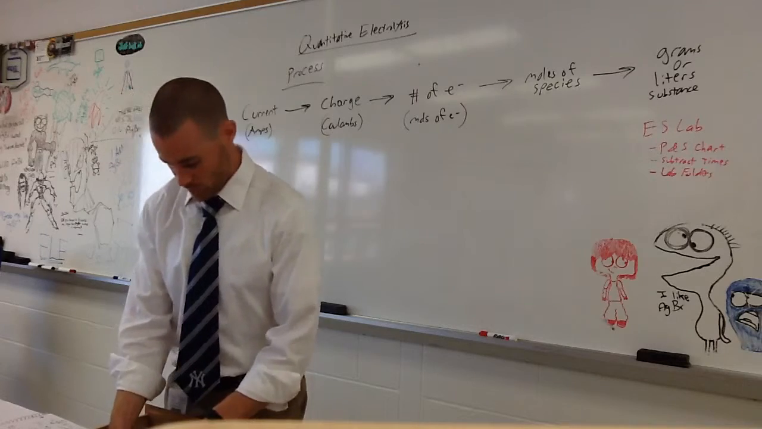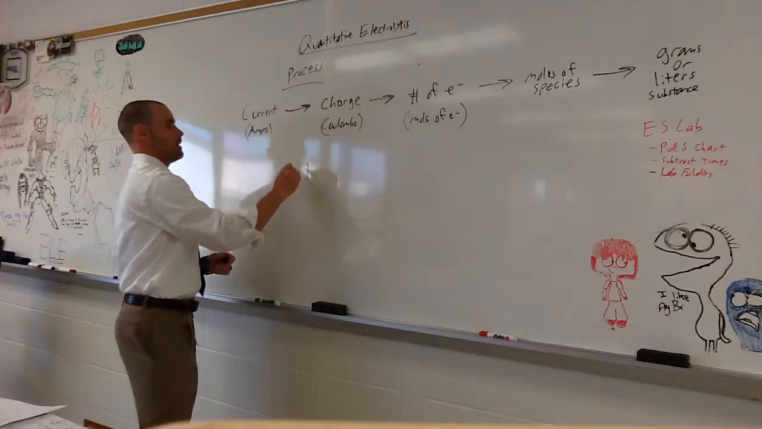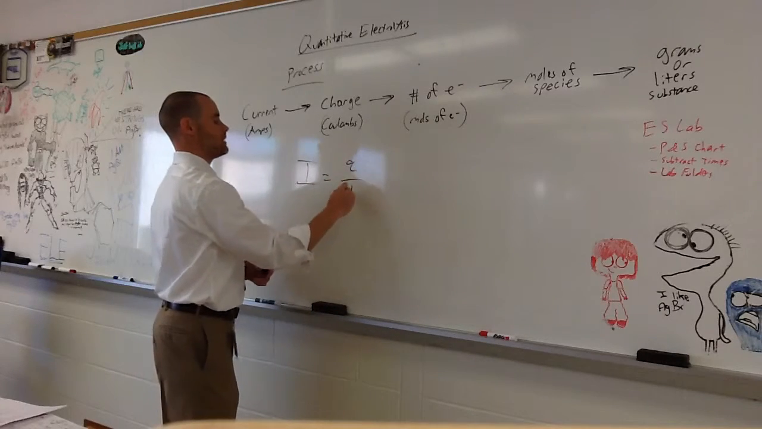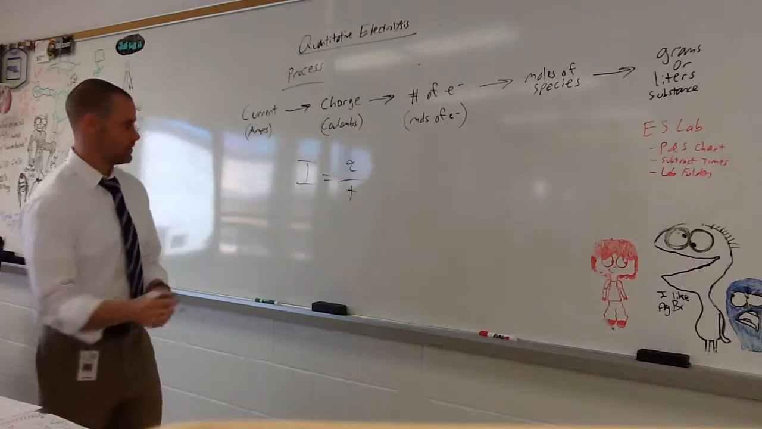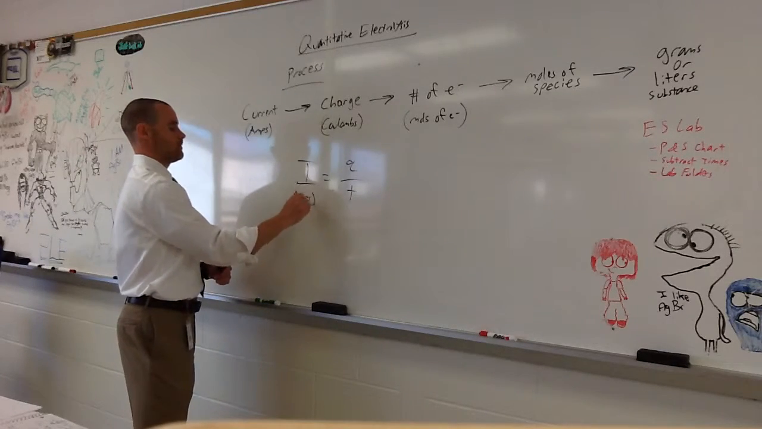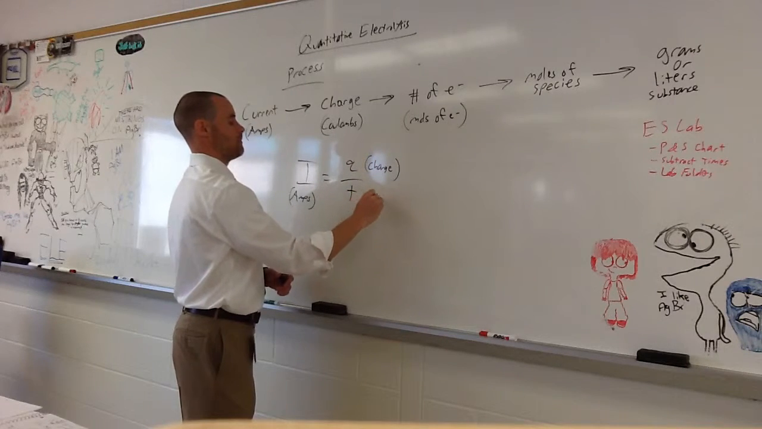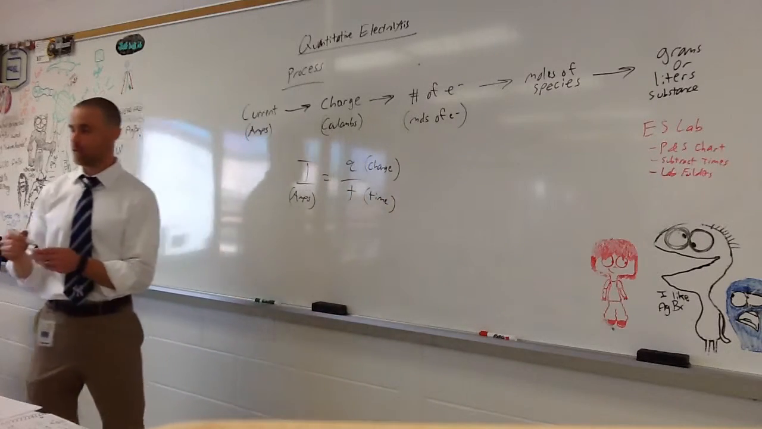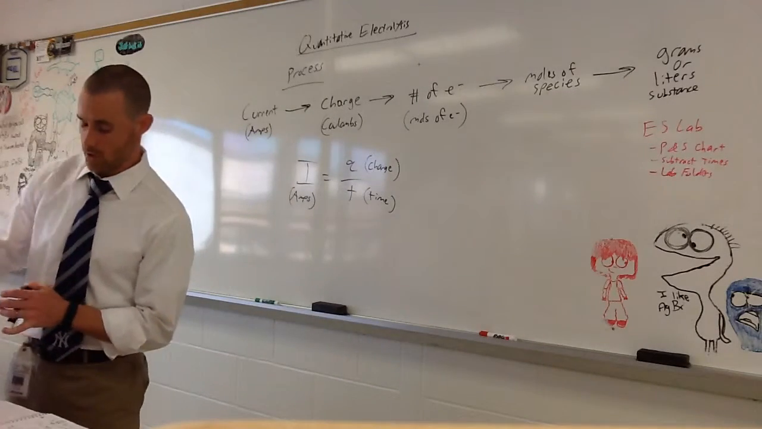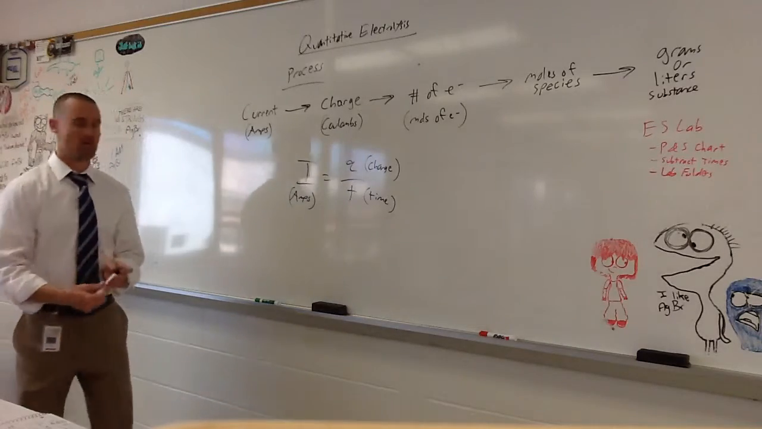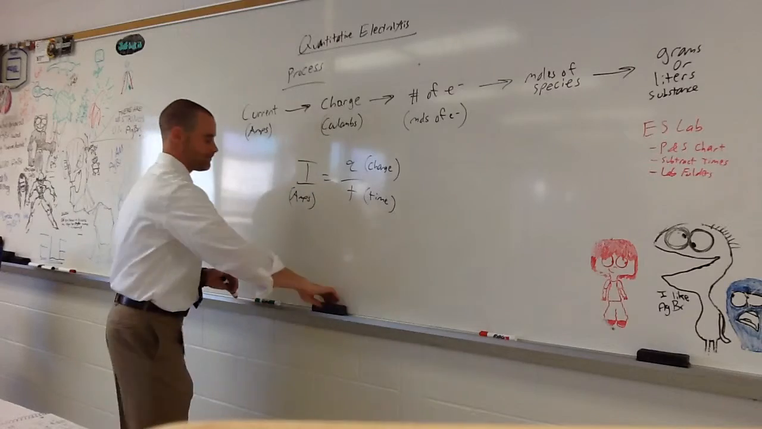I equals Q over T. It's the last one, the only one we haven't used yet. What's I? Amps. So I is your amps. Q is charge, and this is time. In charge, we think coulombs. Charge is measured in coulombs. So I'm going to give you a sample problem. You're going to be using this equation. Let's just see how you do.